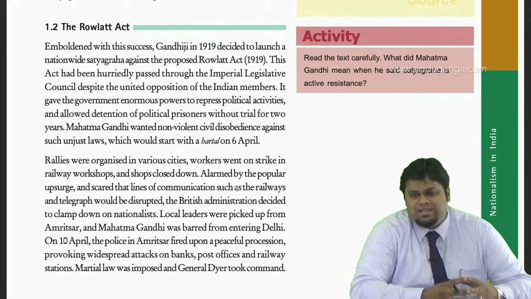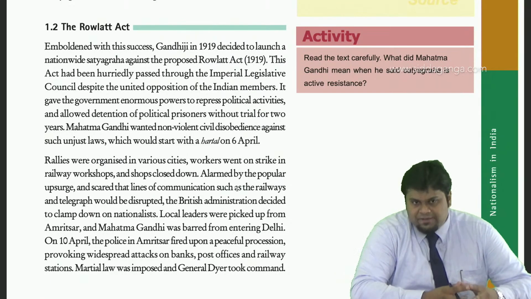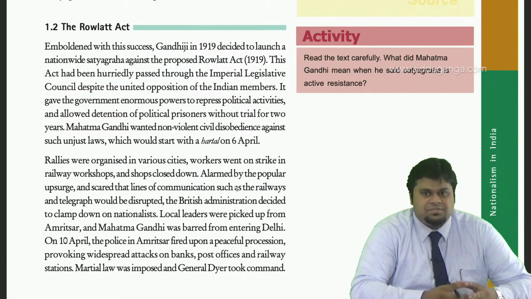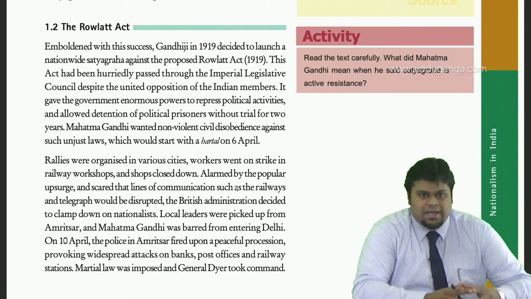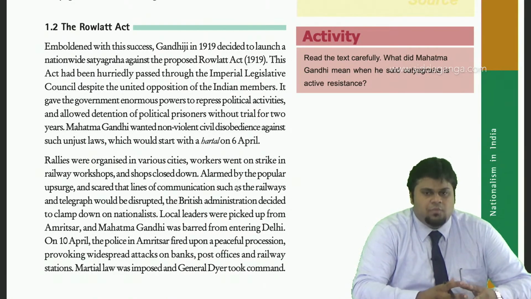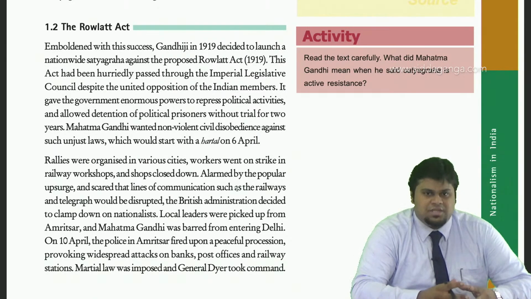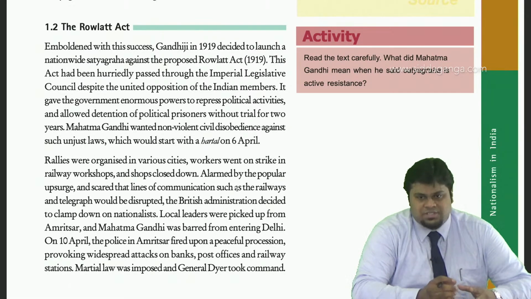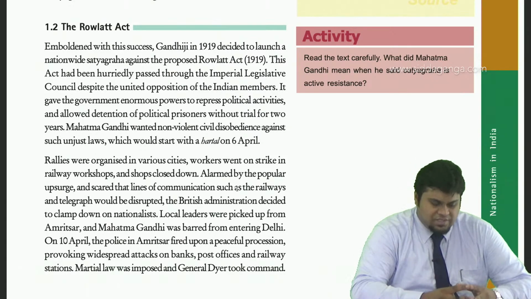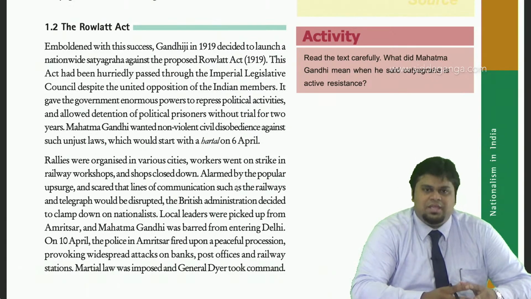Now, what exactly was this act? It gave the government enormous powers, that is, a lot of power to repress political activities and allowed the political prisoners to be detained in jail without trial for the period of 2 years. And Mahatma Gandhi wanted non-violent civil disobedience against such unjust laws, which would start on the Hartal on the 6th of April 1919.